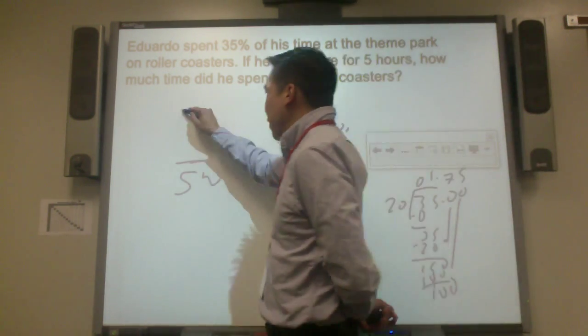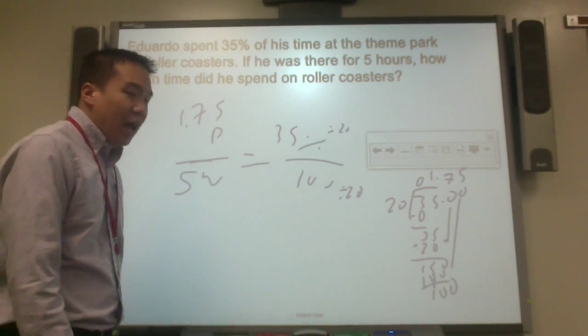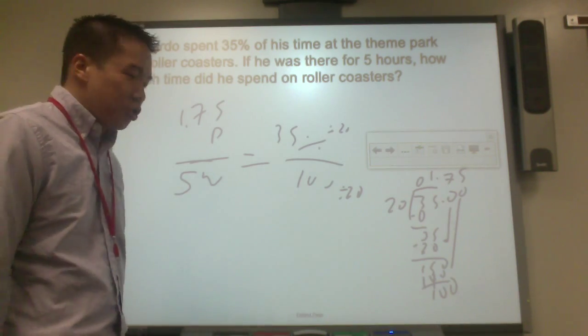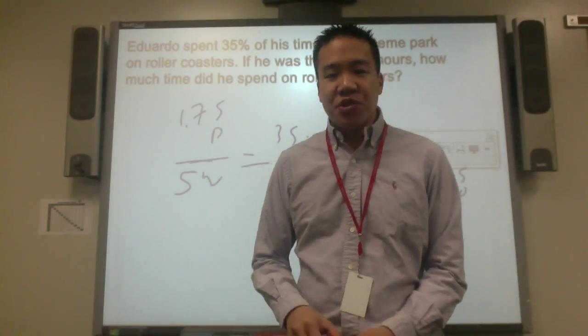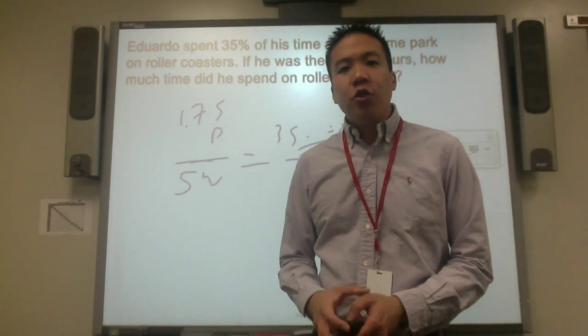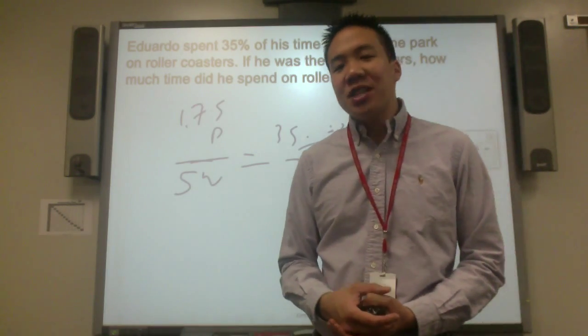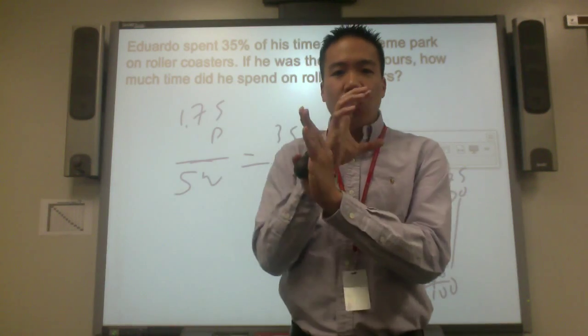So he spent 1.75, or 1 3/4 hours, or that's 1 hour 45 minutes, at the roller coaster out of 5 hours. So if you are given the percent and the whole, you'll be able to find the part using either the percent bar or using the percent proportion of part to whole, percent per 100.